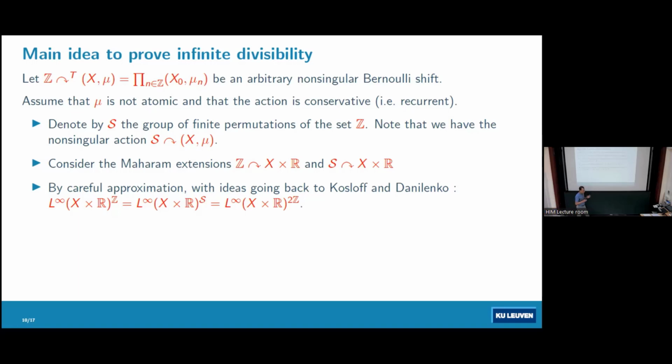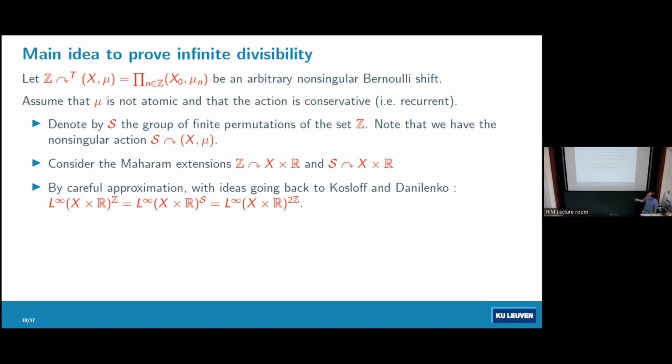Now, one may feel that the shift by 1 can somehow be approximated by a permutation of a finite set where you take the finite set large enough, but the whole difficulty is there. It's not true in general, anyway. But nevertheless, doing a very careful approximation, you can, under just these assumptions, but the assumption of conservativeness is needed. Without conservativeness, it's wrong.